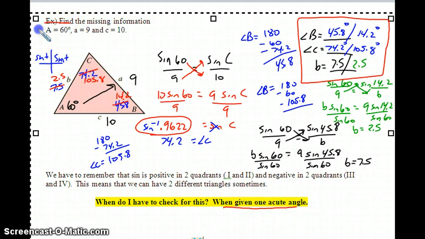Notice that I started off with one angle and two sides, and the angle was acute. So since this angle was acute, I had to go back and check for the two different triangles that were possible. Again, when you're given one acute angle, always check this angle here to see if it will occur in the second quadrant, and if you have enough left over when you add up the angles to get to 180.